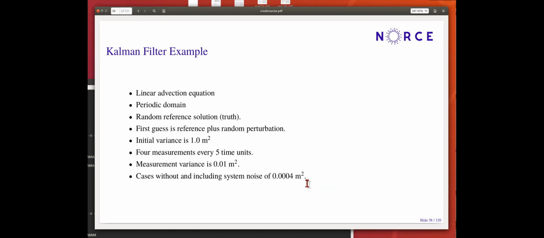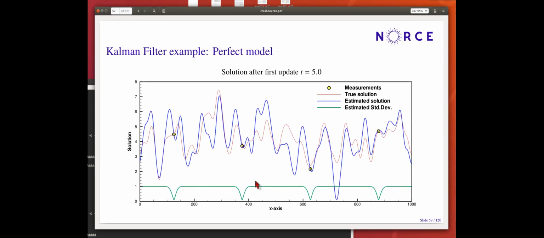And I will have an example starting now. I use a linear advection equation and I have a periodic domain. I start with some random reference solution. It's a wave and it propagates through the domain and then it repeats itself, so it's cyclic boundary conditions. I have an initial variance. I have 4 measurements taken every 5 time units. And I will show one example without and one including system noise. So this is my example.